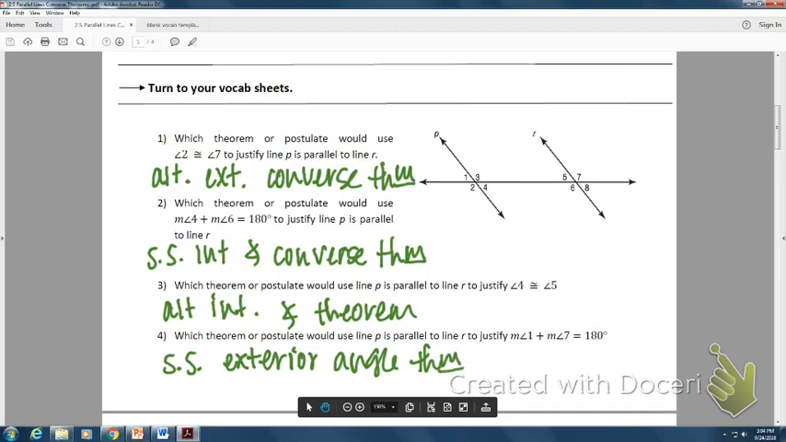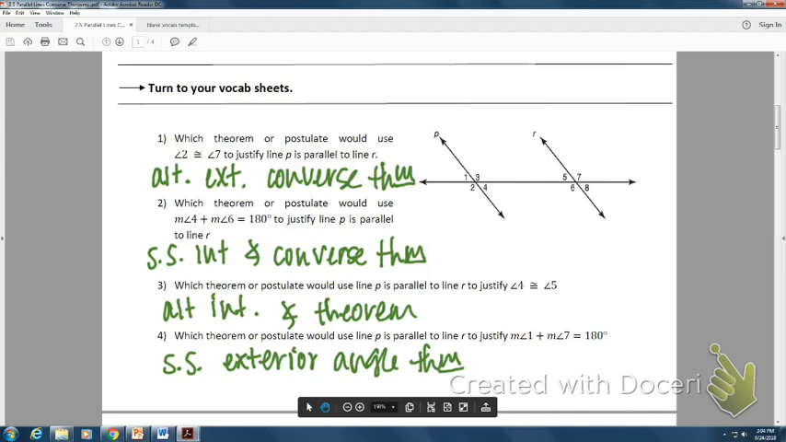Okay, questions on 1 through 4. Yes? How do you know if it's a converse or not? So converse is when you're proving that lines are parallel. The other ones are once lines are already parallel, you're proving that the angles are congruent. So regular is going from parallel lines to prove that the angles are congruent. The converse is going from angles congruent or supplementary to proving that the lines are parallel.